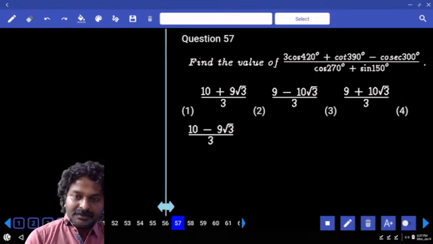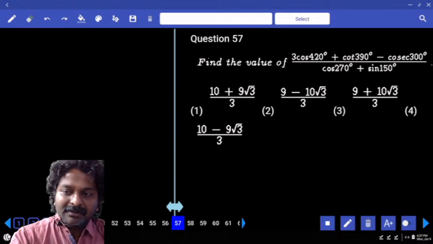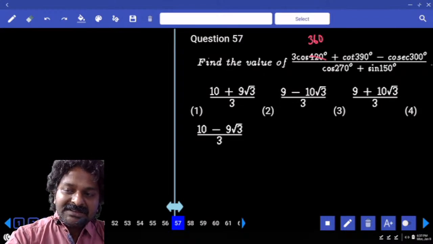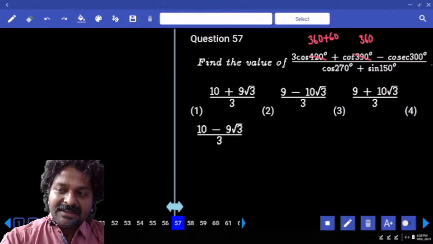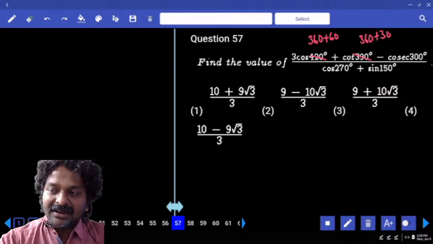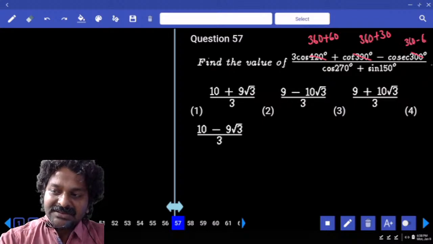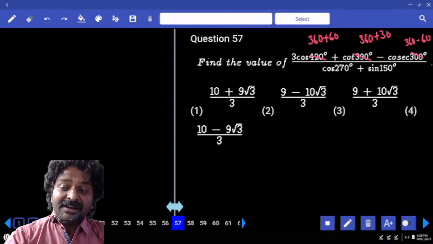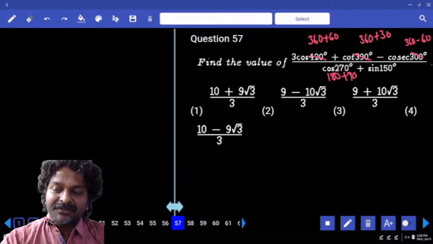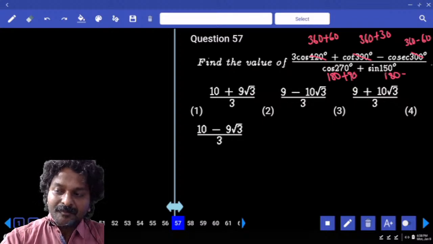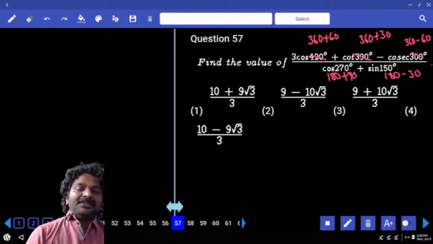Fine. The value of this. Okay. Now, values conversion is important. 420 we can write as 360 plus 60, 390 as 360 plus 30, 300 as 360 minus 60, 270... let me write it as 180 plus 90. Sin 150 as 180 minus 30. Okay.